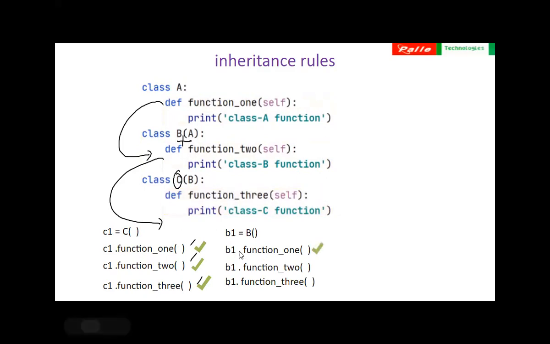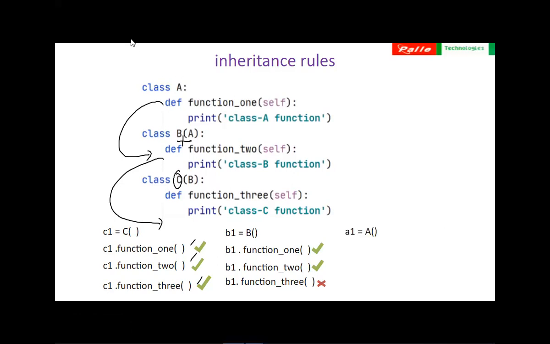So B1 dot function 1 will work, B1 dot function 2 will work, but if I give B1 dot function 3, it will give me an error. Why will it give an error? Because B is the parent of C, not the child of C. Can a parent acquire child properties? No, right? That's not possible. Because of this reason, we'll get an error.